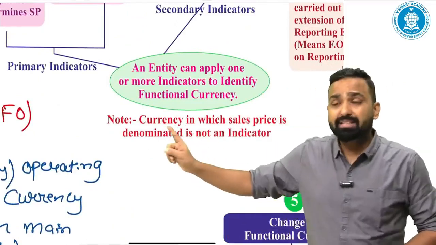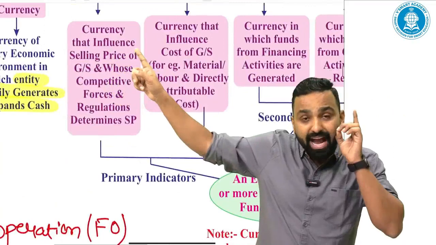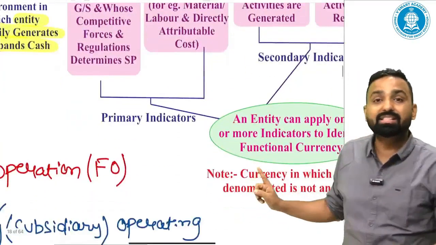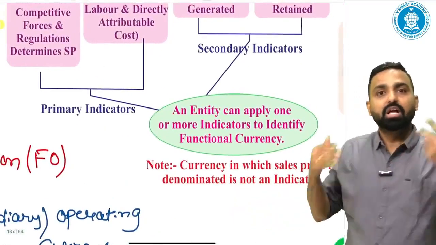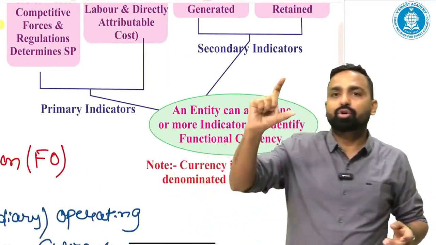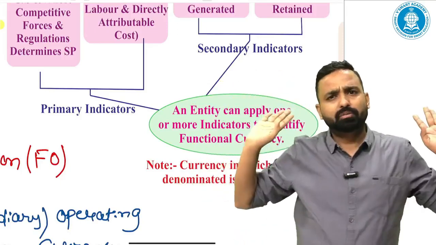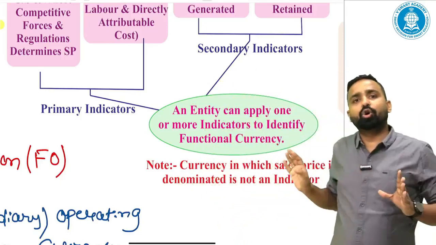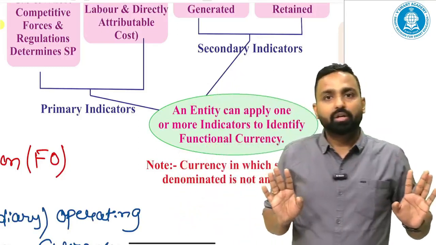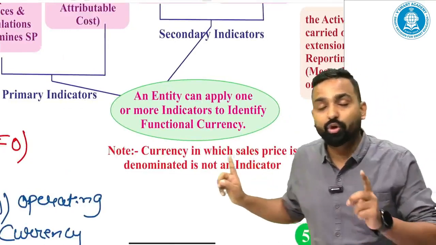Okay. Currency in which sales price is denominated is not an indicator. Here we actually talked about the currency which influences the sale price. The currency in which sale prices are denominated is not the one. Suppose I am selling one cold drink all over the world in US dollar. In India also, I sell the cold drink in US dollar. In every country, I sell the cold drink in US dollar. So the sale is getting denominated in dollar, but you don't need to check the dollar.